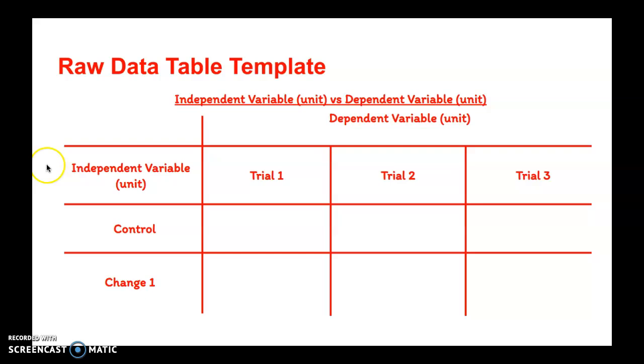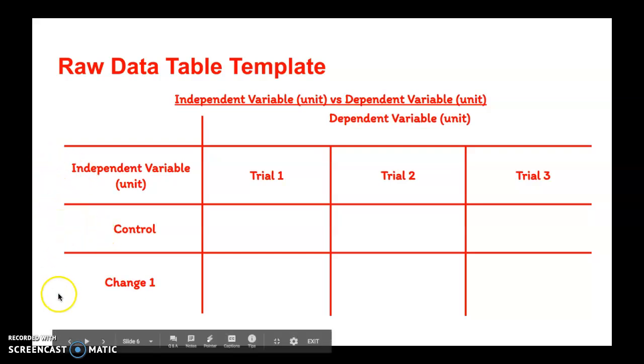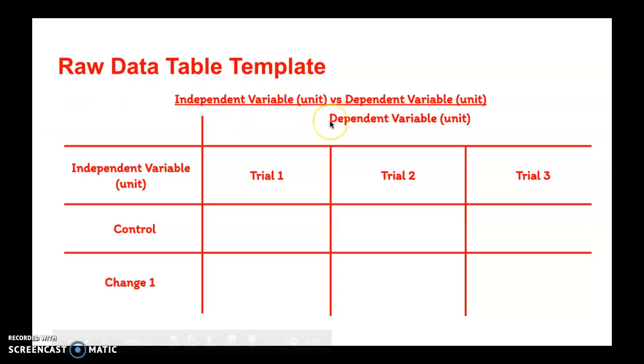You just have to look at your lab report. What was my independent variable? What was my control? What was my change? And then what was my dependent variable? And how many trials did I plan to do? When you make the raw data table, there shouldn't be any new information going in it. It's stuff that you already decided and figured out earlier in your lab report.